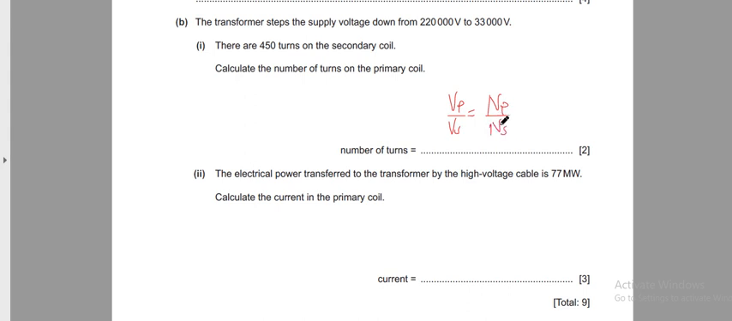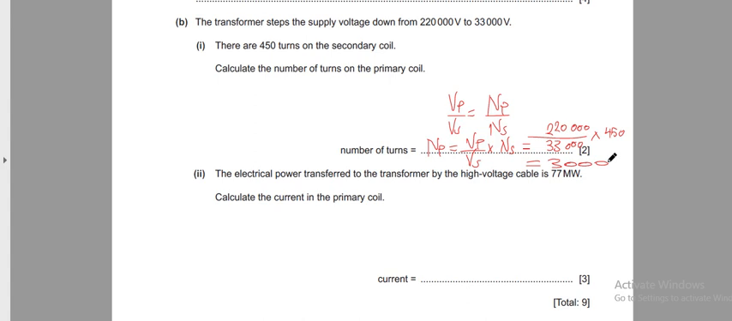So the number of turns in the primary will be equal to VP over VS times NS, which is equal to 220,000 over 33,000 times NS, which is 45. Here is your calculator. The answer will be 3,030.